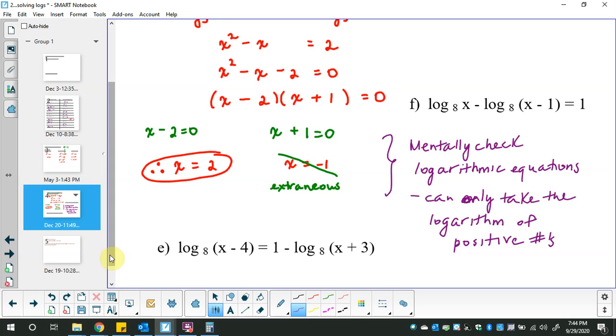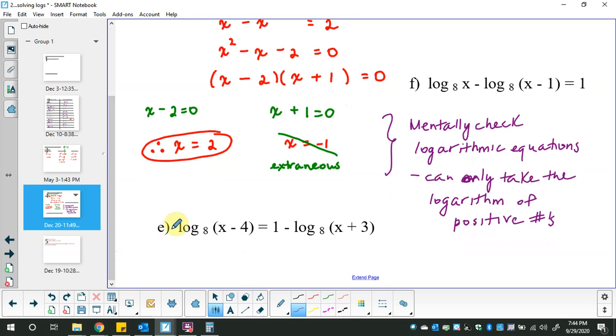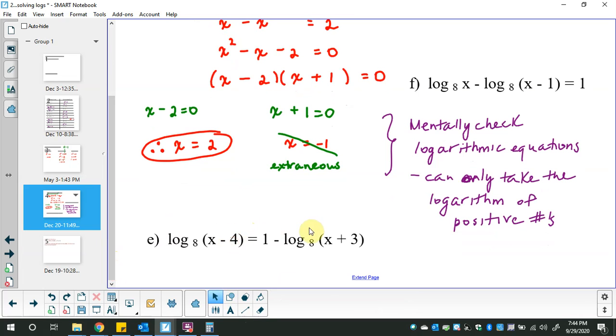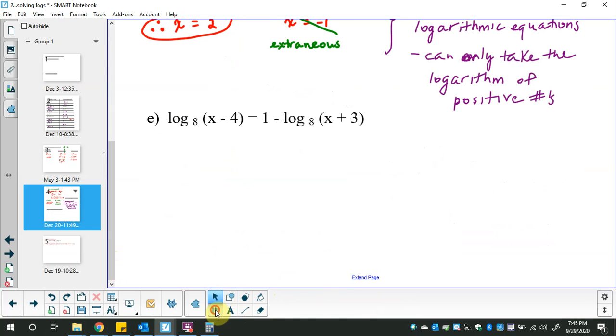Leaving F, going on to E, which for me in my eyes is a totally different kind of question. So for me, I look at this question and I say, oh, part of these are logarithms and part of it isn't. So my first approach is to take this question and write all the logarithms on one side of the equal sign and all the non-logarithms on the other side of the equal sign.